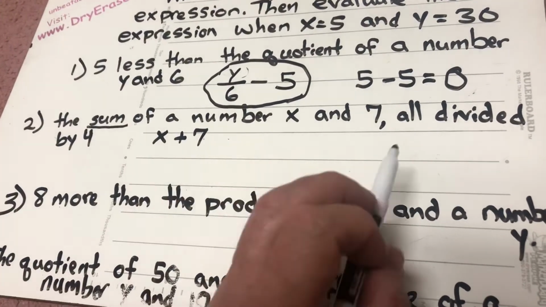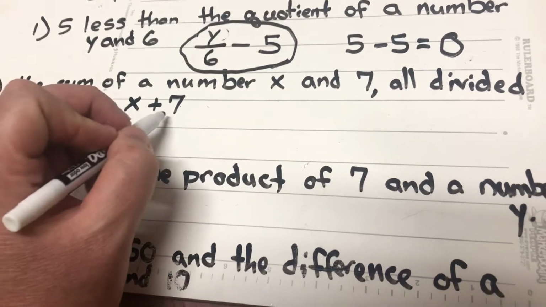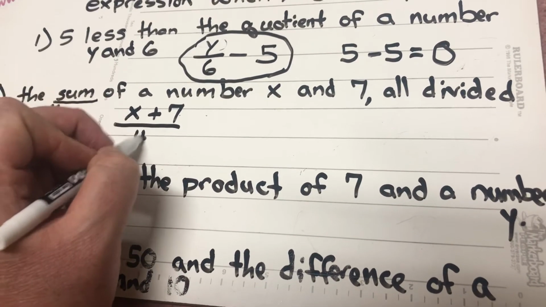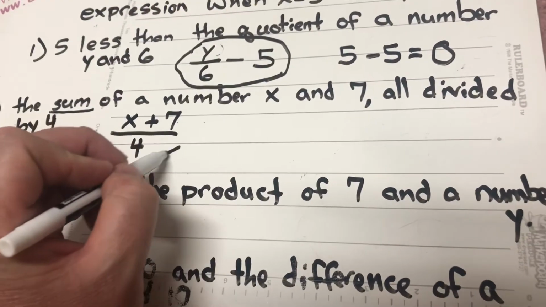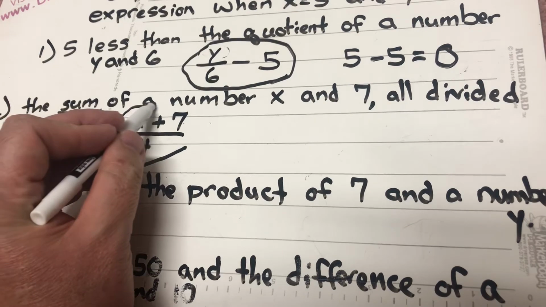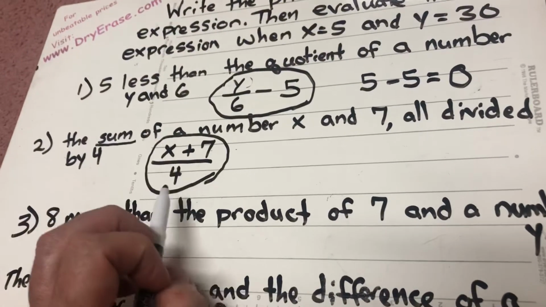The sum of a number x and 7, all divided by 4. Well, x plus 7, and then that whole thing being written as a fraction over 4. So this, and of course, as always, division problems written as fractions. X plus 7 over 4.